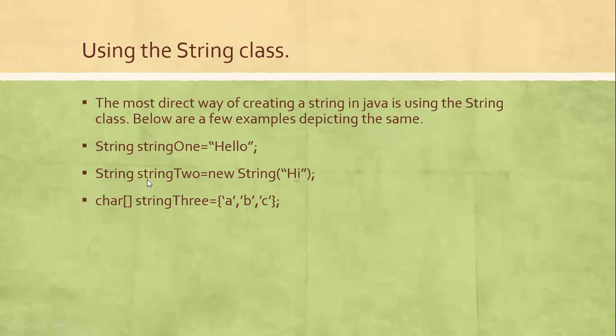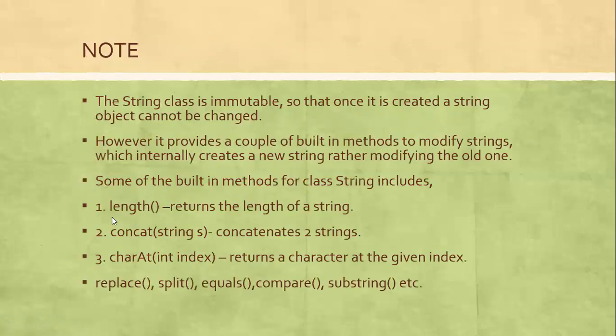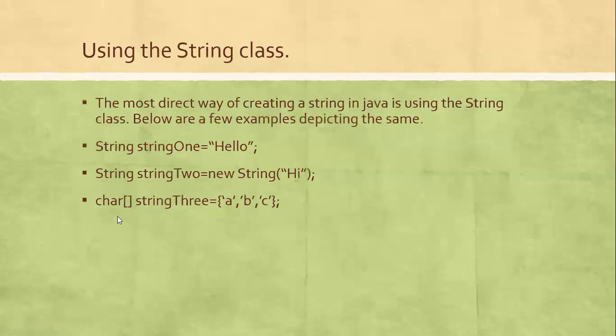The next approach is creating an object of the string and passing the value you want to be put into the string. So string2 becomes the name of the object. New is the keyword to create an object. Again, string becomes the class name. And in the constructor, which is a parameterized constructor, you're passing the parameter hi, which becomes the value of this string2.